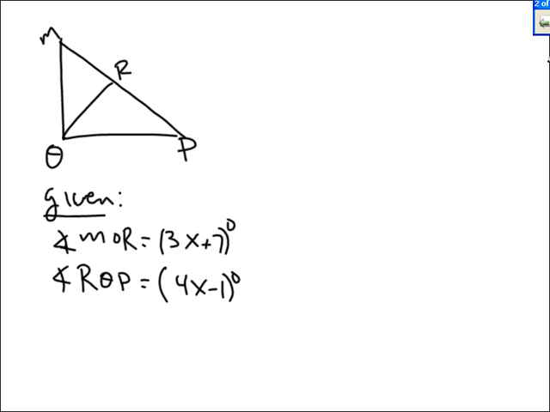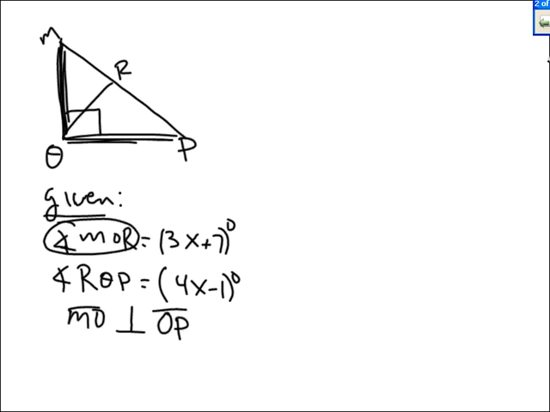And you are further told that MO is, and this is a symbol for perpendicular, that means they meet at right angles, perpendicular to OP. Those two line segments are perpendicular. MO and OP are perpendicular. That means they meet at a right angle. You want to know which of these two angles is larger.